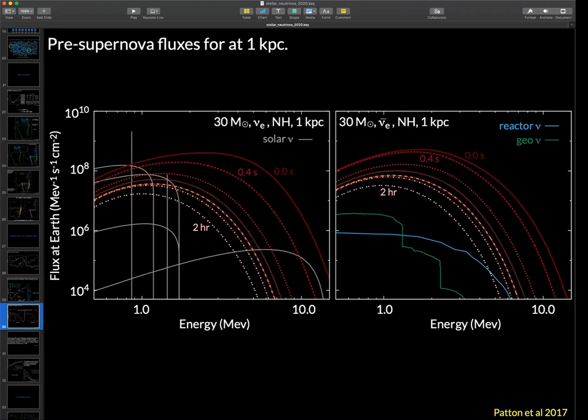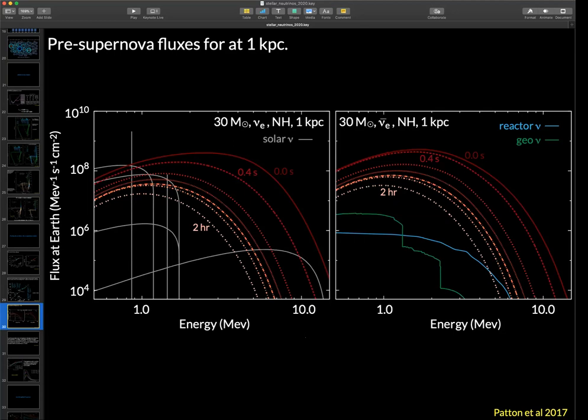On the left, we plot the solar neutrinos. Those are the gray lines. And just at zeroth order, the neutrinos coming from these pre-supernovae are of order the magnitude of what you get from the sun. So if we can detect solar neutrinos, we ought to be able to detect these pre-supernova neutrinos at distances of 1 kiloparsec. This happens to be for a 30 solar mass star, but it holds for other masses. And you get a slightly different answer if you take an inverted neutrino hierarchy.